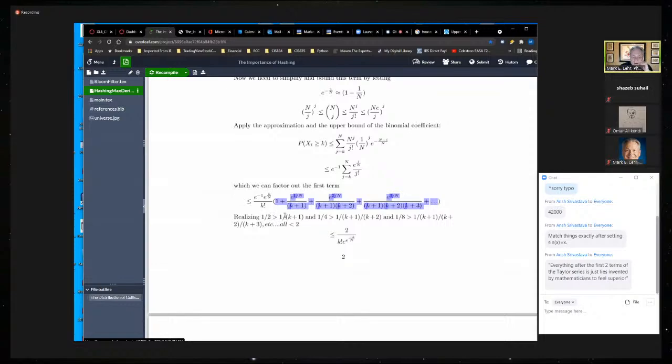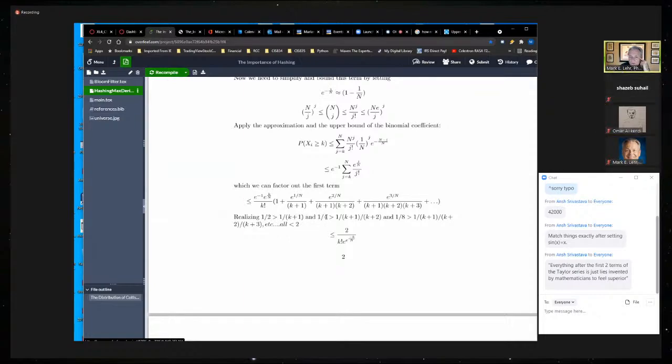1/2 is greater than 1 over k plus 1. By the way, these are e to something small, just pretty close to 0. So what's e to the 0? Just 1. So this is 1 over k plus 1. So I'm going to say that this 1/2 is greater than 1 over k plus 1.